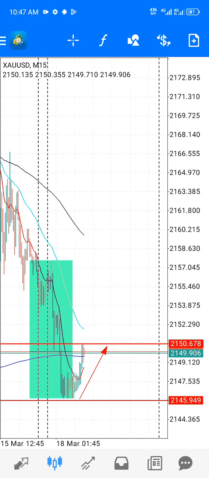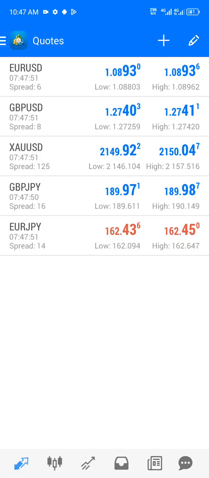On other pairs, we take the 5 figures, then on gold we calculate using those first 4 figures.